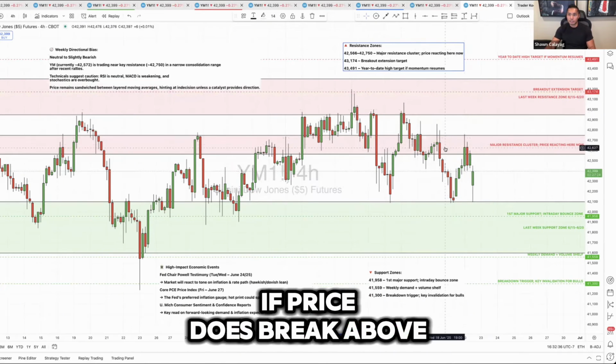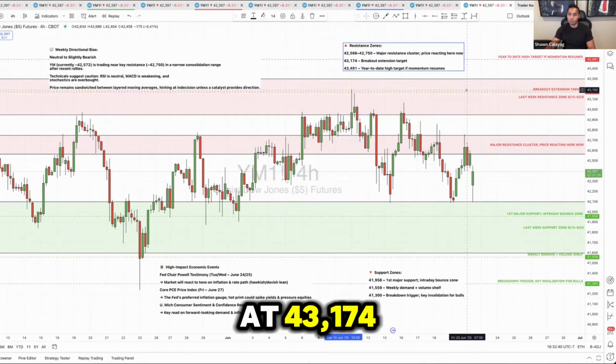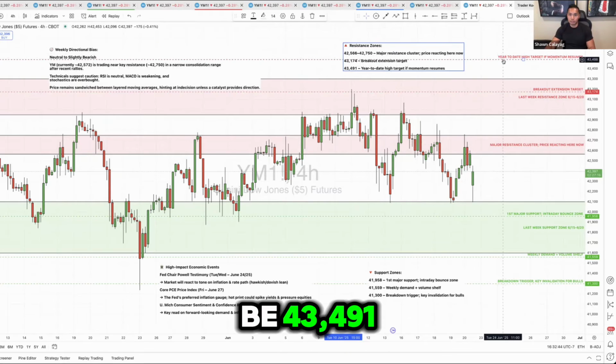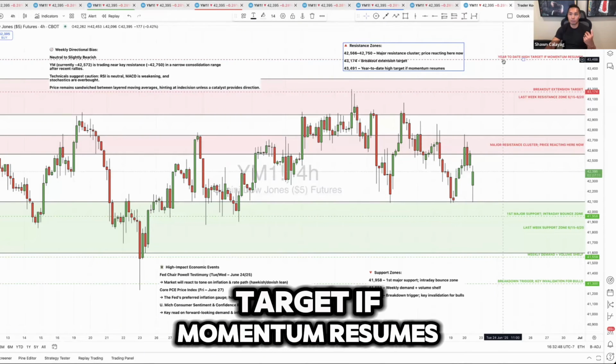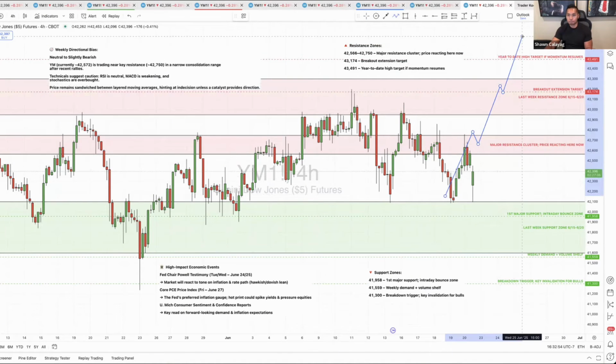If price does break above this area, it's probably going to push to this next resistance zone at 43,174. And of course, lastly, the last level over here to look for this week would be 43,491. This is going to be the year-to-date high target if momentum resumes. So if price pushes up here, possible bullish push further.